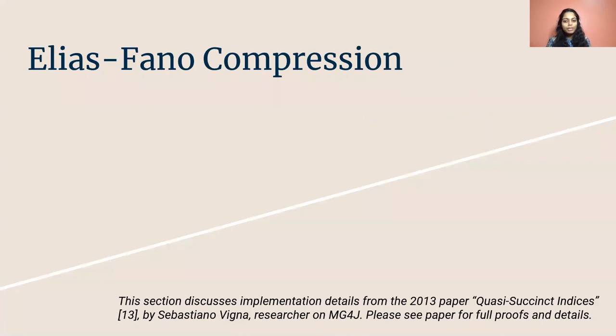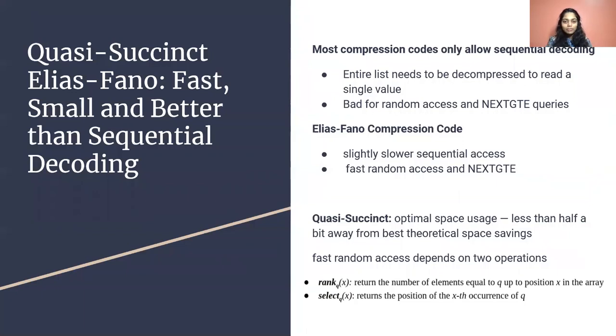Elias-Fano is the most common compression code used by information retrieval systems. Most codes only support sequential decompression, so they aren't great for information retrieval systems. In contrast, Elias-Fano supports very quick random access while also maintaining a good compression ratio. It's quasi-succinct, which means that space compression is close to a theoretical bound, and its fast non-sequential decompression depends on two operations: rank and select.